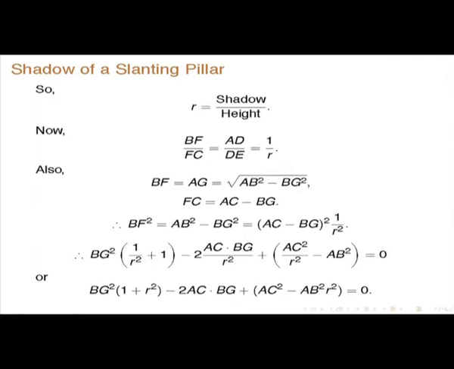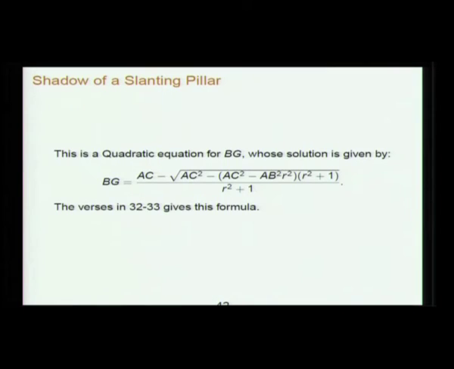So BF squared is AB squared minus BG squared. So from this, the square root of AB squared minus BG squared is equal to BF, and from this, finally you get this whole squared into 1 by R squared. So essentially what you get is a quadratic equation for BG, and the solution is given by AC minus this kind of a thing. So you can find out the slant also.